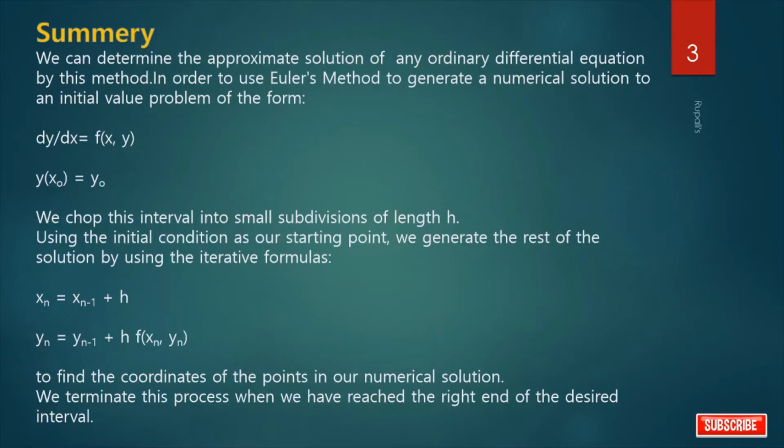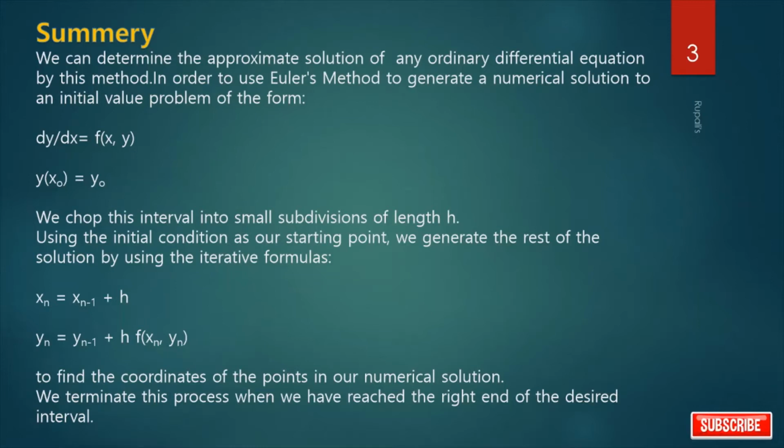In order to use Euler's method to generate a numerical solution to an initial value problem of the form dy/dx = f(x,y), that is y(x0) = y0, means if the value of x is x0, it is the initial value, then the value of y is y0. We chop this interval into small subdivisions of length h.